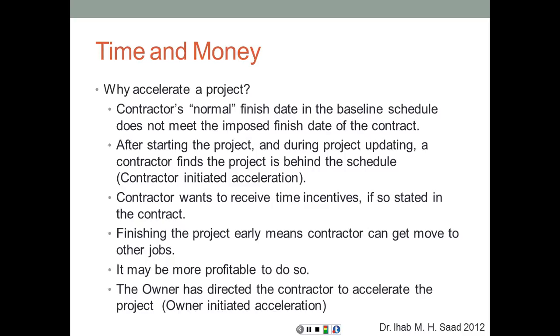After starting the project and during the project updating, a contractor may find that the project is behind the schedule. Therefore, if it's behind the schedule on critical activities, if we keep progressing at the same rate, we're going to finish the project behind schedule. We're going to be liable for liquidated damages. To avoid paying these liquidated damages, the contractor is going to initiate their own acceleration. The contractor also wants to receive time incentives if so stated in the contract. So again, if there's a bonus clause in the contract that the contractor wants to make use of, then in this case they may voluntarily accelerate the project.